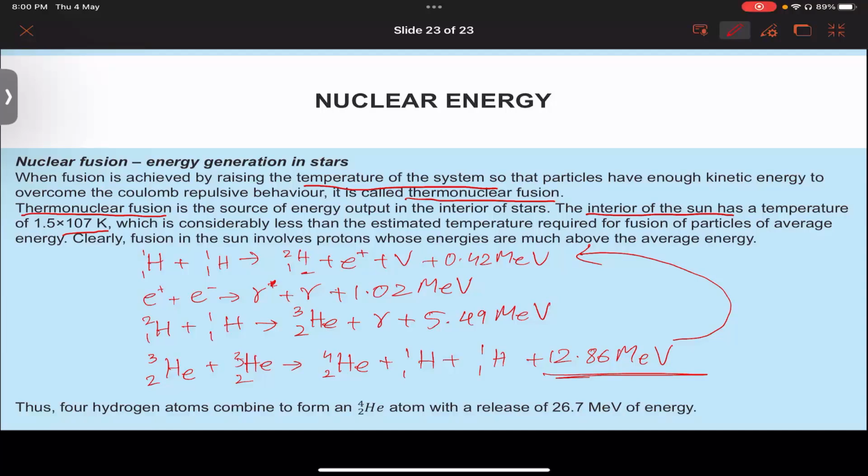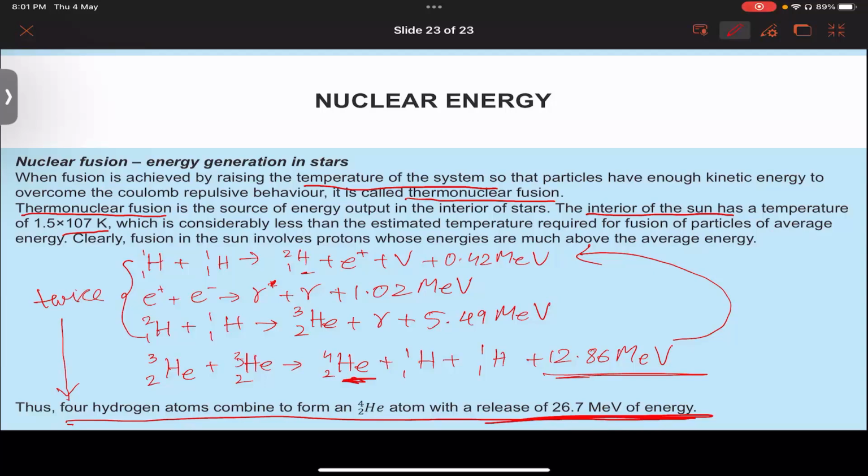So the net energy that is found is going to be 26.7 MeV, or mega electron volt. This is when the three reactions have to happen twice, and then you get four hydrogen atoms combining to form helium with a release of 26.7 mega electron volt. So this is the large amount of energy that is generated due to nuclear fusion that happens on the stars or the sun.